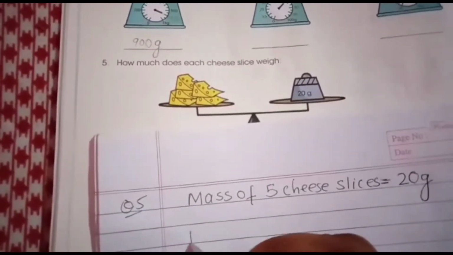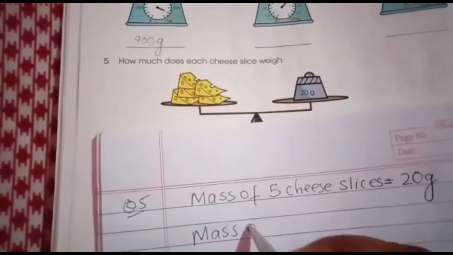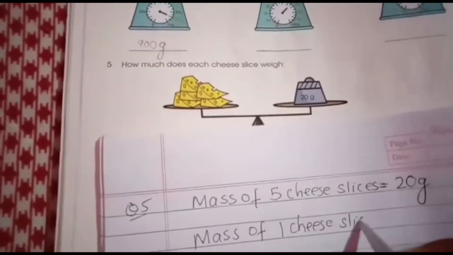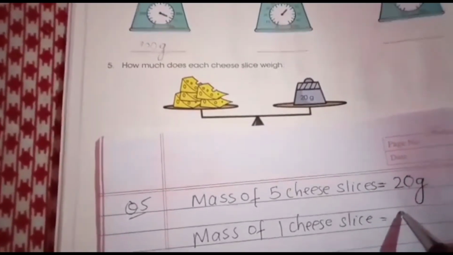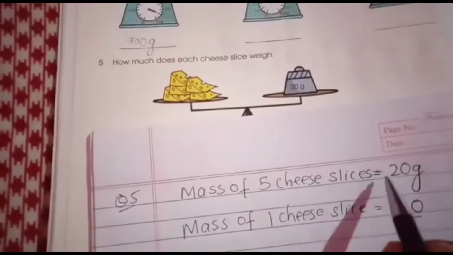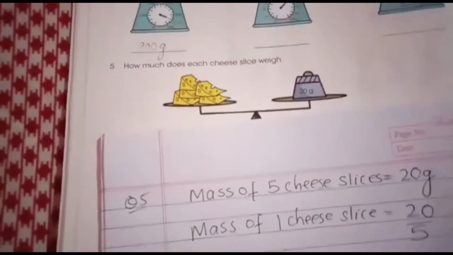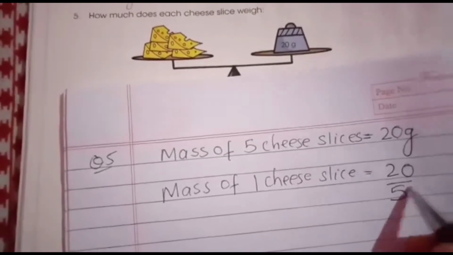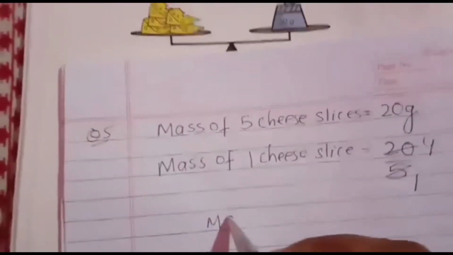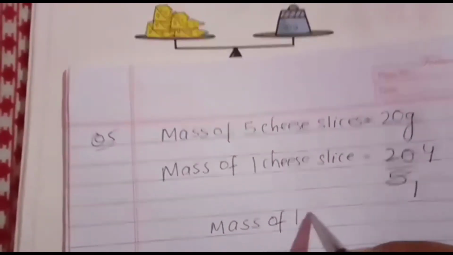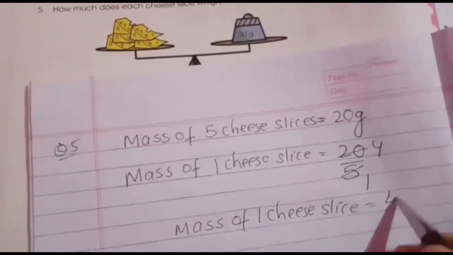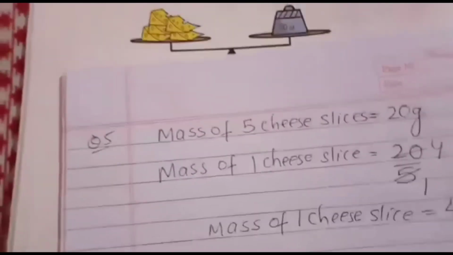But we want the mass of 1 cheese slice. Mass of 1 cheese slice is equal to 20 divided by 5. Okay, 20 divided by 5. So I'll cut here only. 5 1s are 5, 5 4s are 20. So what is the mass of 1 cheese? Mass of 1 cheese slice is equal to 4 grams. Okay, so we have done question number 5.